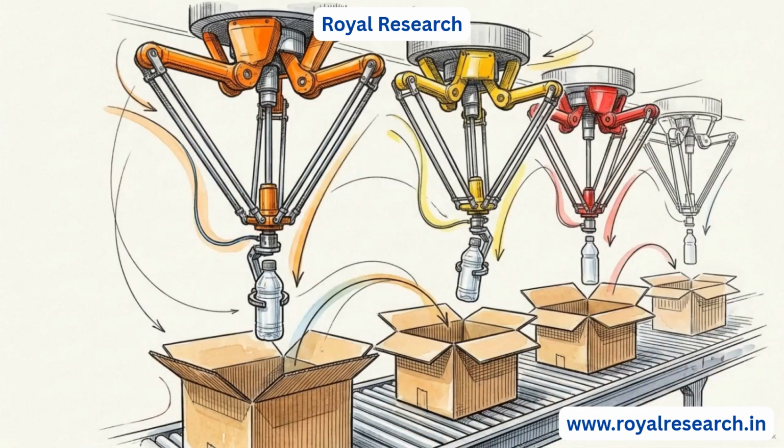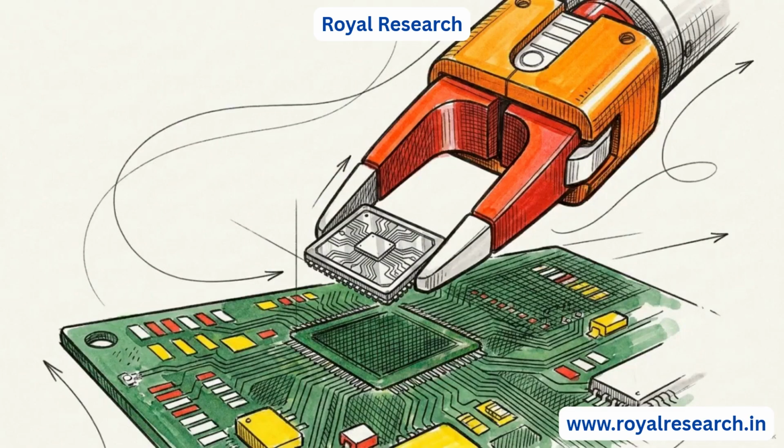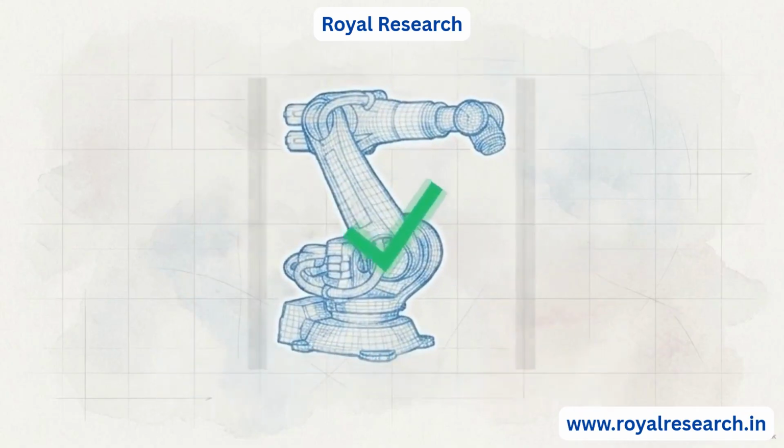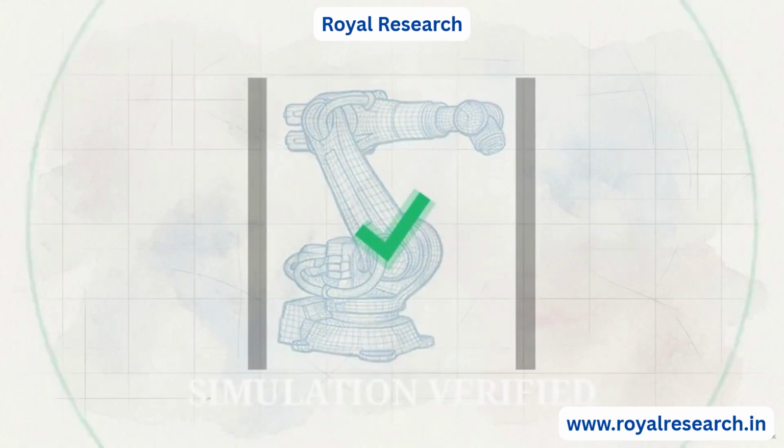This identical logic applies to the high-speed sorting requirements of food and beverage packaging, or the meticulous assembly of consumer electronics. In every instance, the speed and accuracy of the output are guaranteed by the prior digital simulation.